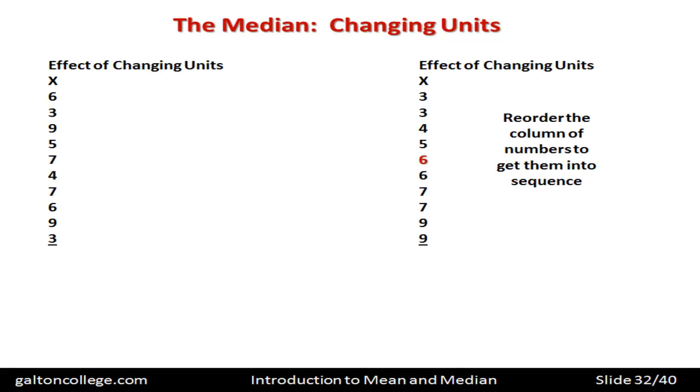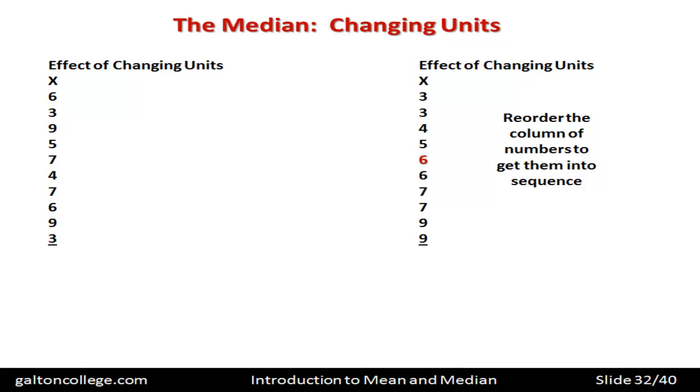Here's the effects of changing units. So here we have x, and let's say on the left hand side we have 6, 3, 9, 5, 7, and so on. If we reorganize that on the right hand side, from smallest to largest, we'd have 3, 3, 4, 5, 6, 6, 7, 7, 9, 9. So that's reordering the numbers on the left. We just reorder them because we're trying to work out what the median is.